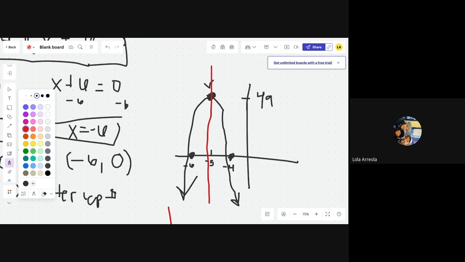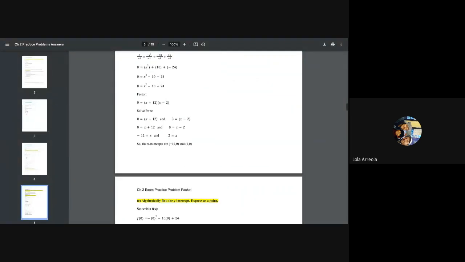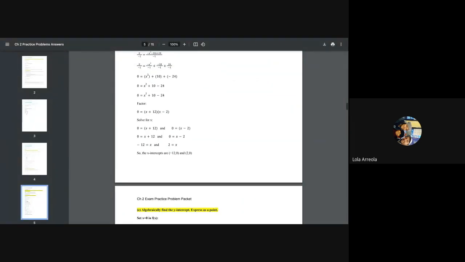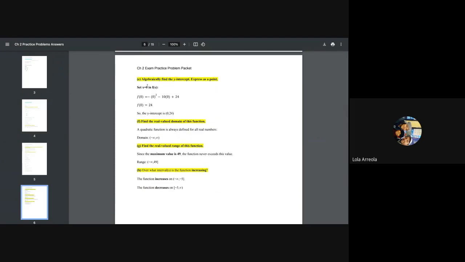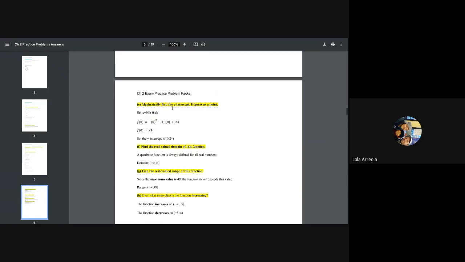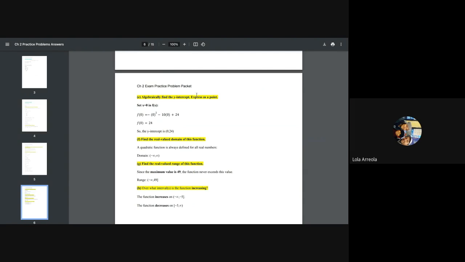Now the next thing it's asking for is, I forgot I have a negative 10x. The next thing it's asking for is the y-intercept. So when I solved for my x-intercept, I was solving for y equal to 0, right? I set y equal to 0. For my y-intercept, I set x equal to 0. So all I'm doing is plugging in 0 to my original function.